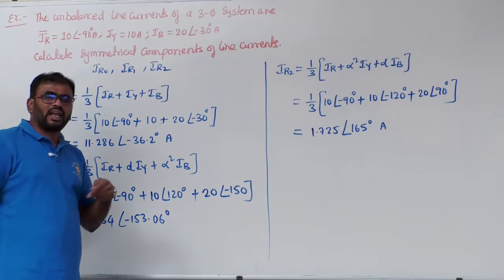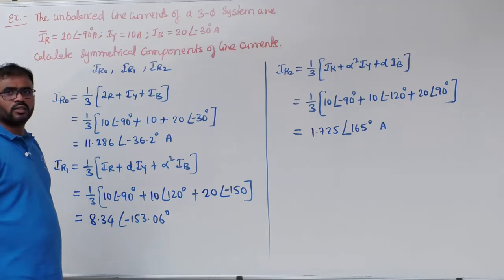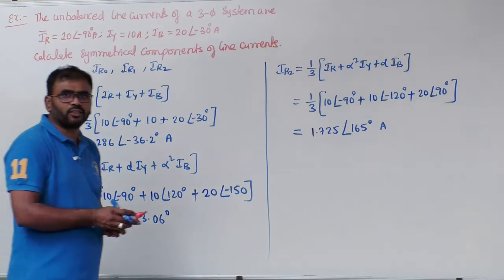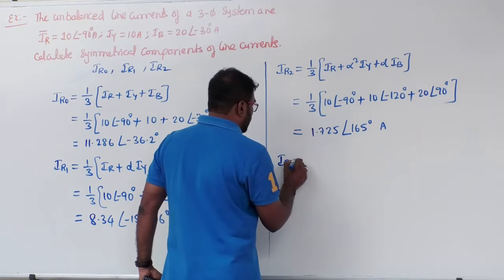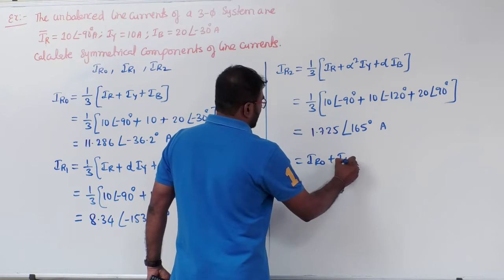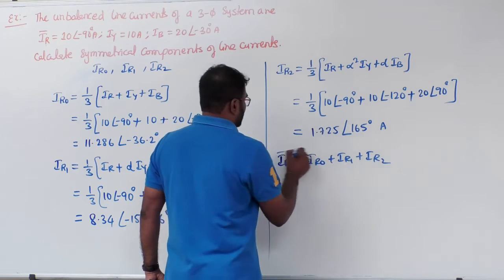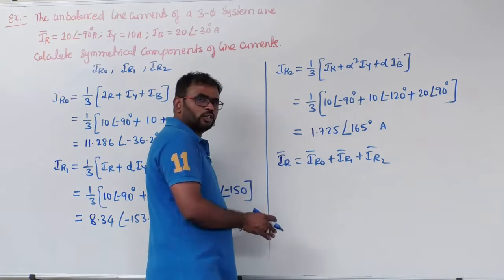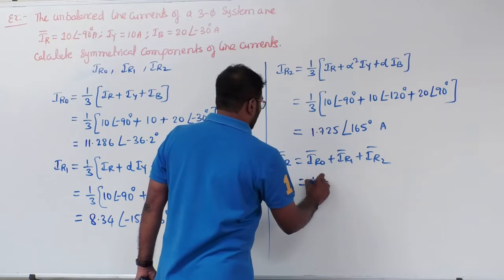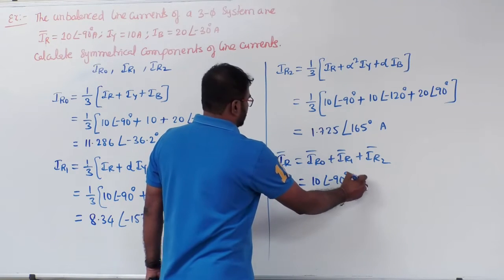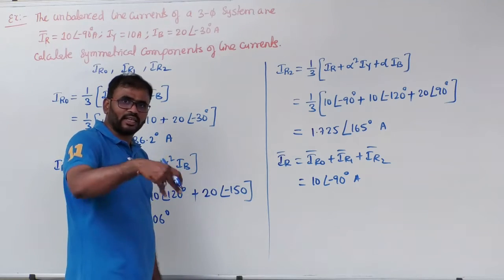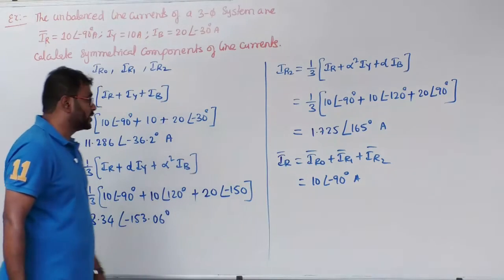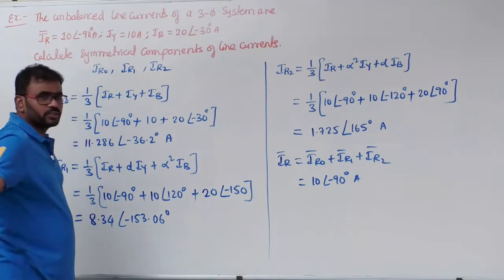Now if you want to cross verify whether your answer is correct, you add IR0, IR1 and IR2, and you should get 10 at an angle minus 90. We know that IR equals IR0 plus IR1 plus IR2, correct or not? So we got IR0, IR1 and IR2. You add them, and you should get 10 at an angle minus 90 degrees. This is just for cross verification, to check whether your answer is correct.